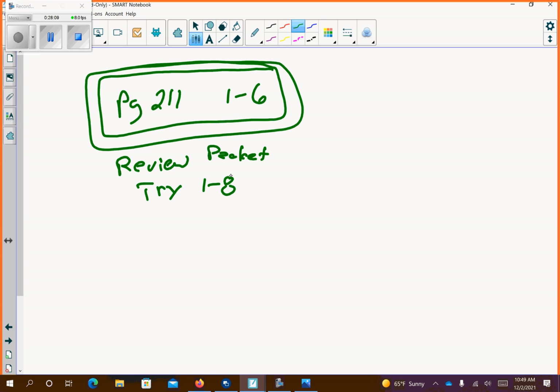Now, friends, I'm going to give you a little hint. We are going to complete this entire packet. I'm going to go through every problem gradually. So tomorrow I'm going to go through 1 through 8. I'd like you to try it first. Okay, obviously the homework, page 111, 1 through 6, I'm going to check off for points. You're like, oh, the review's not worth points?